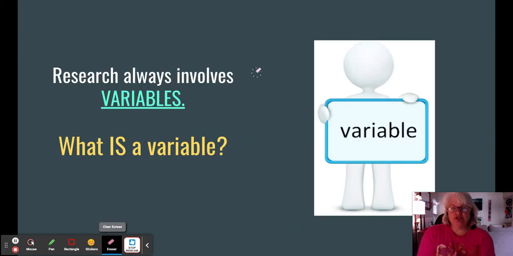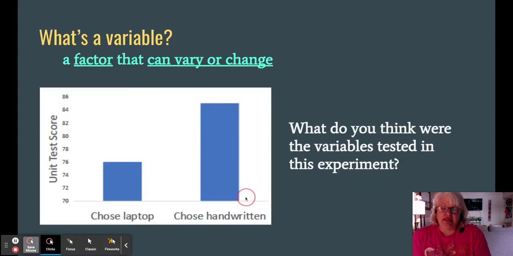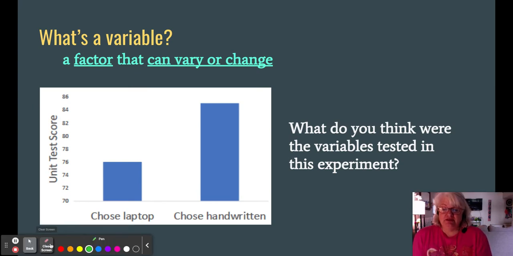So research always involves variables. You might be asking yourself, well, what's a variable? Just think about the term. A variable means changing, right? So in that case, let's take a look at this study right here. Whenever you're looking at a graph, it's very important that you look at the axes. So here we have test scores, and here it says chose laptop and chose handwritten. So what do you think the variables tested in this experiment were?